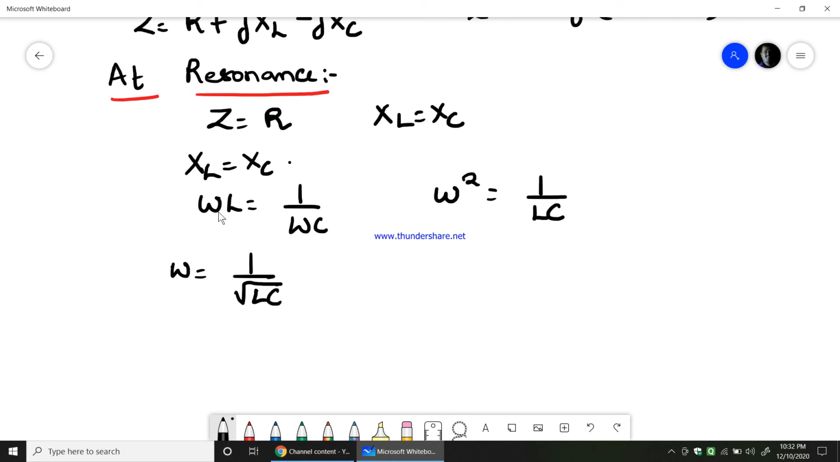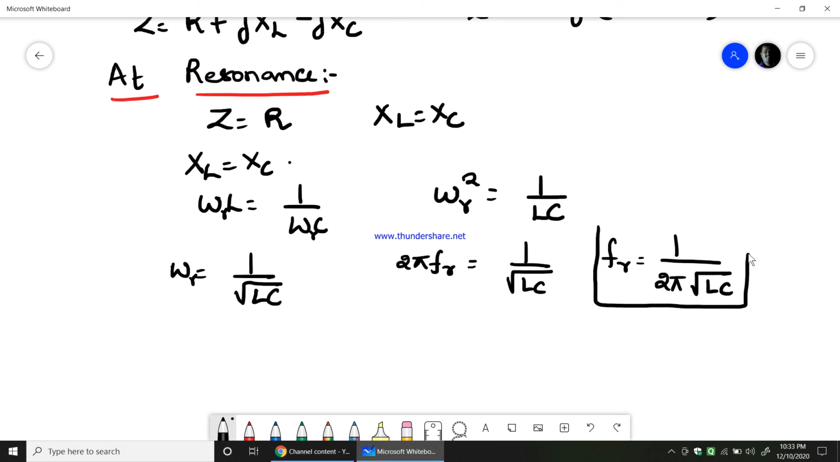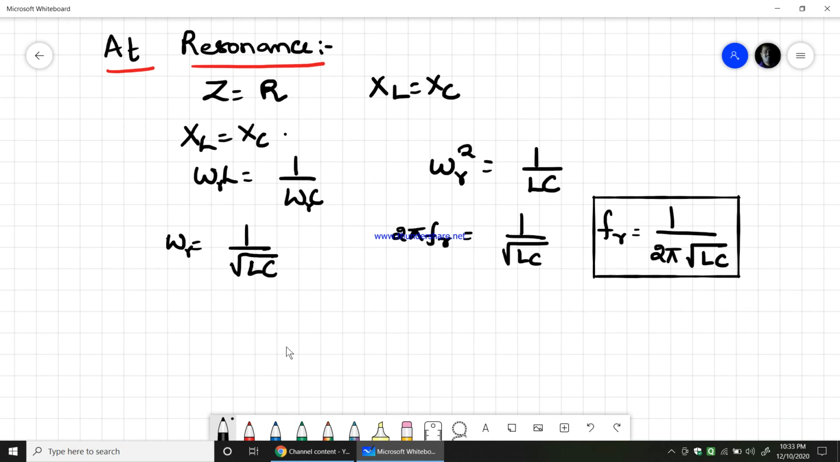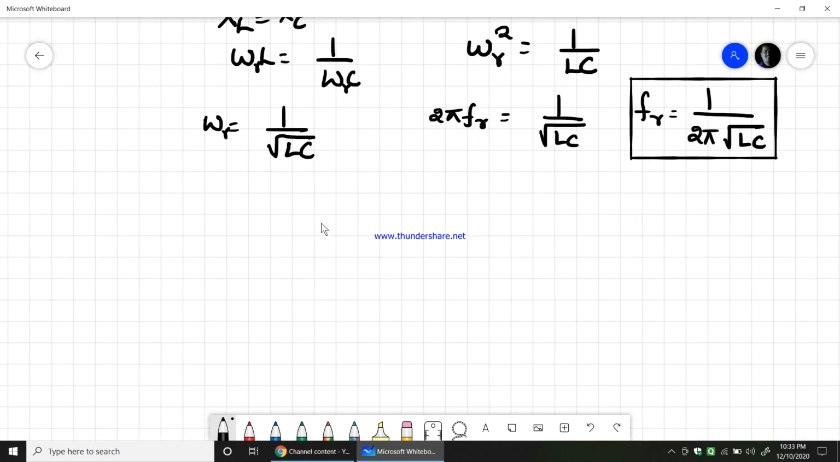I can easily say that this omega is now omega R, because it is at resonance which we are measuring this omega. So I can write omega R as 2 pi FR, which is equal to 1 over root of LC. Therefore, FR would be equal to 1 over 2 pi root LC. This is the expression or equation for the resonant frequency of a series RLC circuit. Now we have derived the resonant frequency for a series RLC circuit.